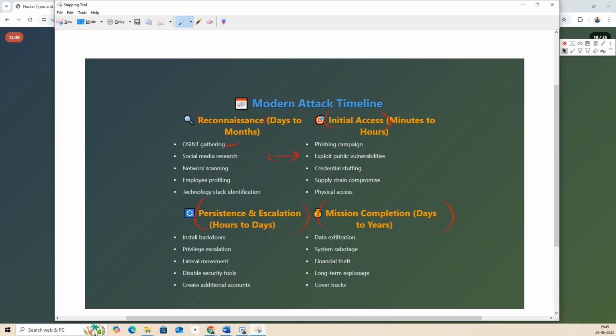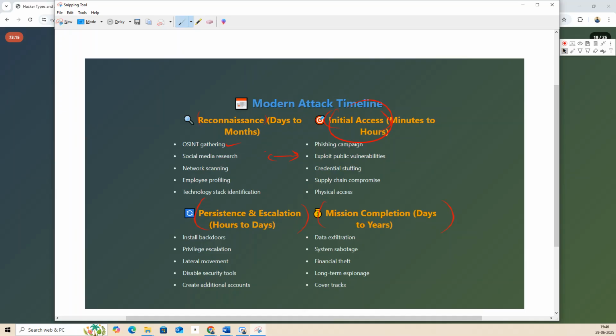Right, the critical insight here is that you have the best chance of stopping an attack during the initial phase. Once attackers establish persistence and escalate privileges, they become much harder to detect and remove. This timeline should inform your detection strategies.